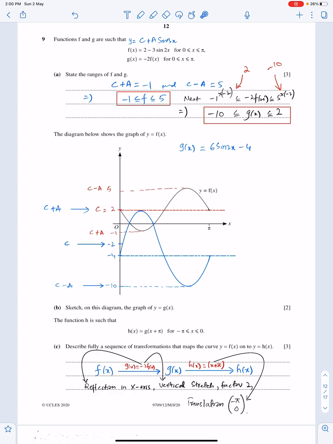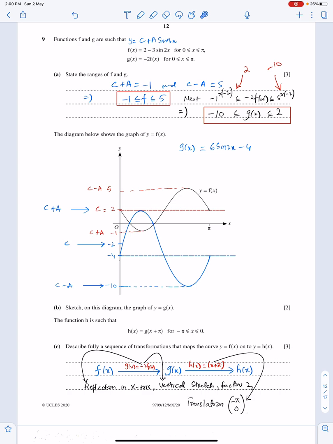So f will transform onto g with this transformation. It's here. And this negative sign means reflection in x-axis. And this 2 means vertical stretch factor 2. Now this g will become h with this transformation. It's here. And this pi means translation vector minus pi 0.